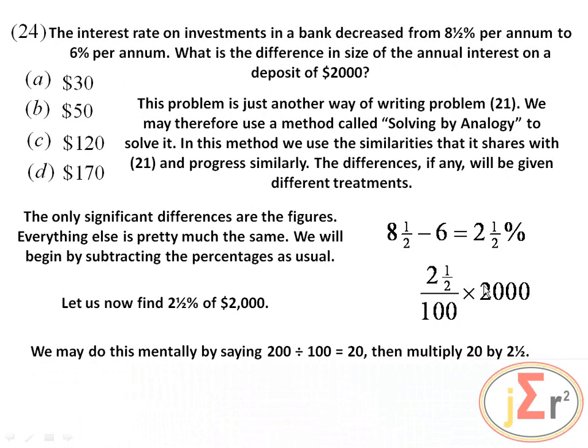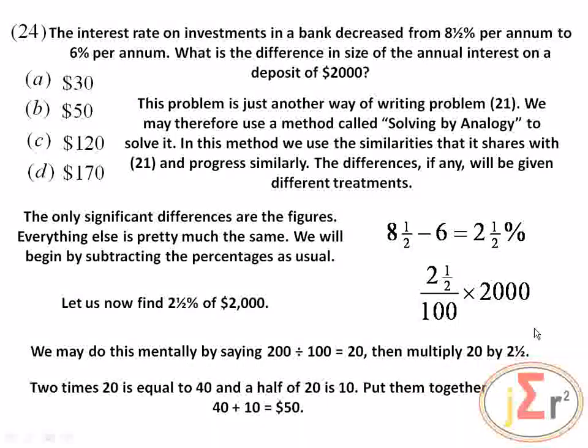100 into 2,000 is 20. Multiply 20 by 2.5. So 2 times 20 is equal to 40. And a half of 20 is 10. So we'll put the 40 and the 10 together. 2 times 20 is 40. Half of 20 is 10. So we have 10 plus 40, and when we put them together, we get 50. So we are sure that our answer is $50. And that is represented by option B.